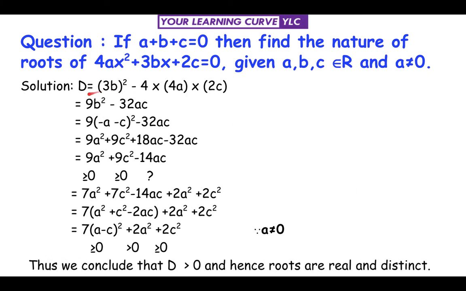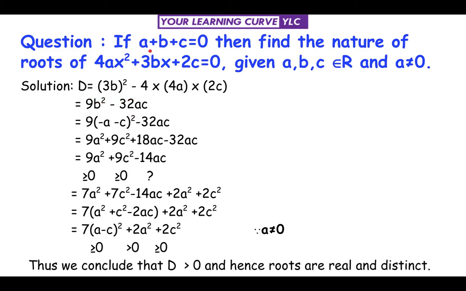What we do? We find the discriminant first. D is equal to 3b whole square minus 4 times 2c into 4a, that is 9b square minus 32ac. But this here, this is, we know, is a positive number, but this number could be anything. Depending on the sign of a and c, this could result in a positive number or a negative number. So, till now we cannot say anything about the sign of the discriminant.